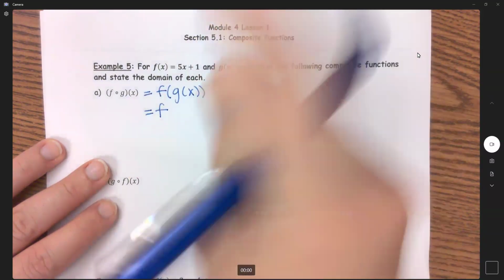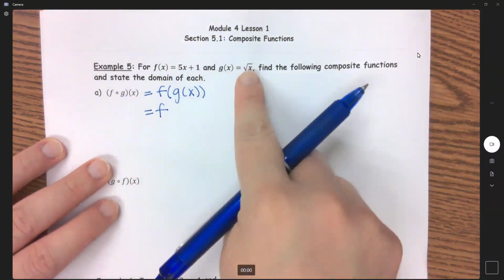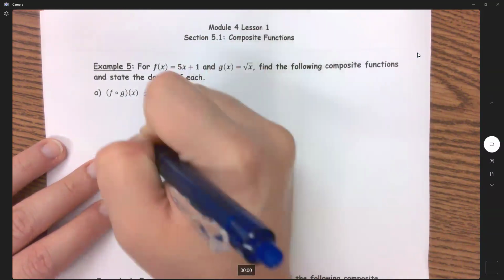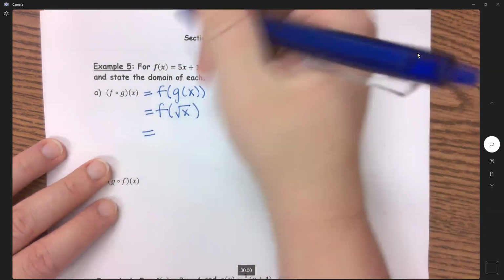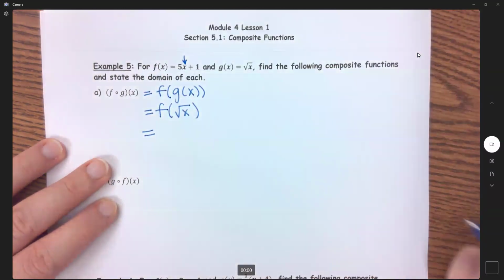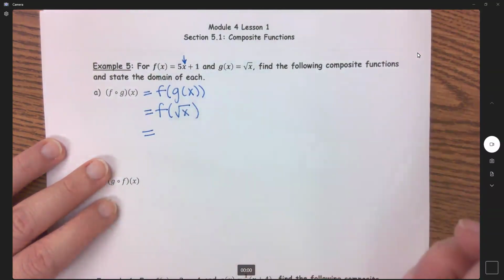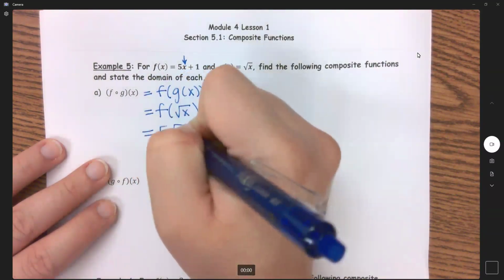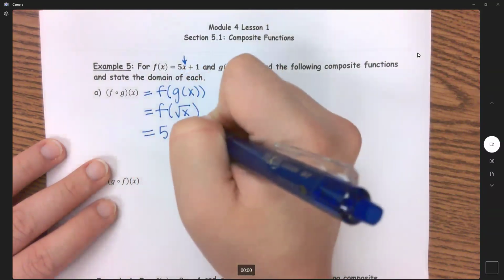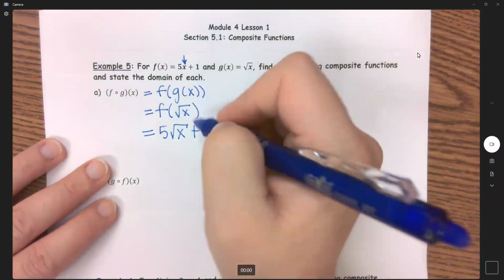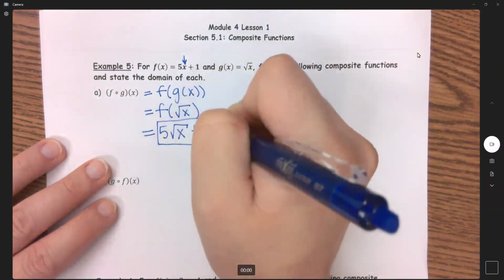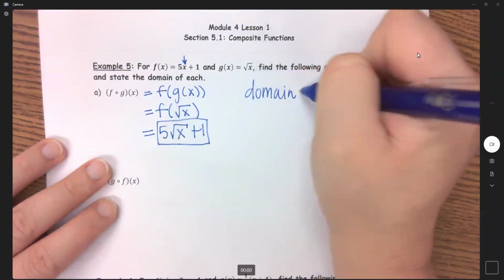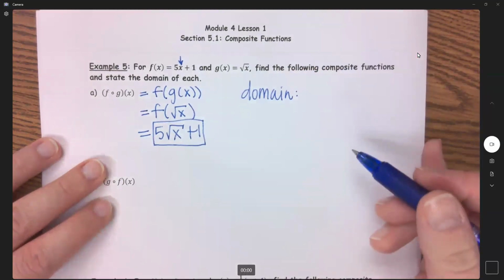So we have f composed of g of x, which is f of g of x. Starting inside, what is my g of x function? My g of x is the square root of x. And now go into your f of x function and replace this x with what we have in parentheses. So this is 5 square root x plus 1. Let's go over here and come to the side.